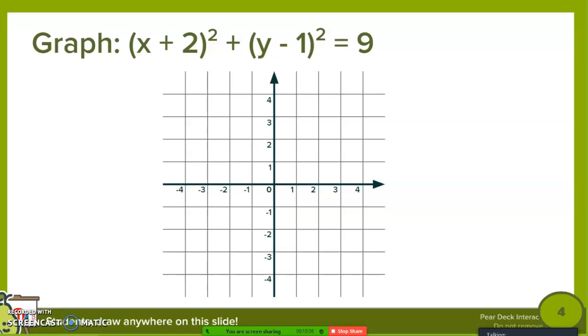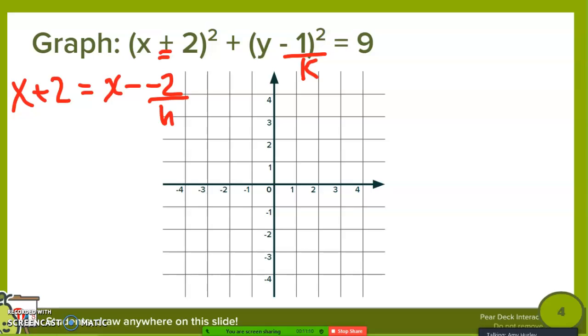Okay, welcome back. We know that this is k. We know that 1 is k. But this says x plus 2. It doesn't say x minus anything. But we know that x plus 2 is actually the same as writing x minus negative 2. And if we write it as x minus negative 2, then we know that negative 2 is our h. 9 is the same as 3 squared, so we know that 3 is our r.